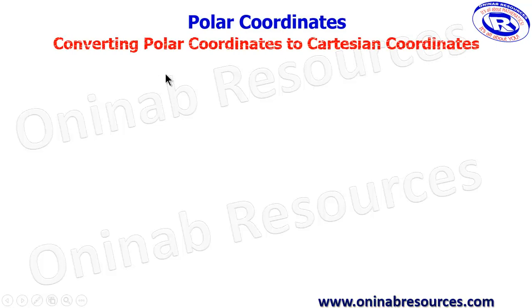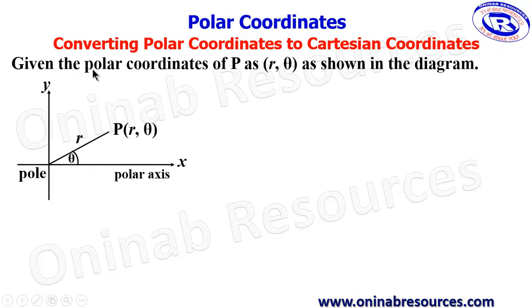In this video, we'll be looking at converting polar coordinates to Cartesian coordinates. So let's go. Given the polar coordinates of P as r, theta as shown in the diagram below. This is the pole and this is the polar axis. This is the point here, and this line is r and this is the angle the point makes with the polar axis. We call it theta.